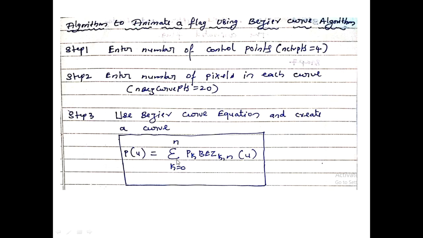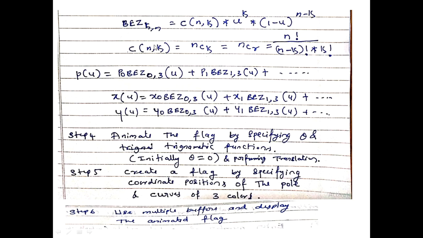First I wrote the Bezier curve equation, and I am expanding the blending function here. The blending function BEZ of k comma n is equal to C of n k into u power k into (1 minus u) power n minus k, where C of n k is called the binomial coefficient. We know how to calculate nCr, so nCk is n factorial divided by (n minus k) factorial into k factorial.